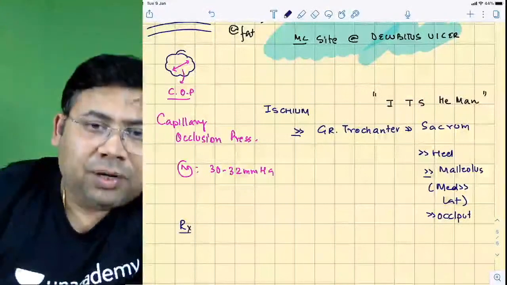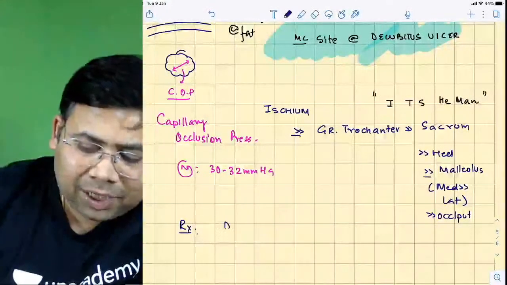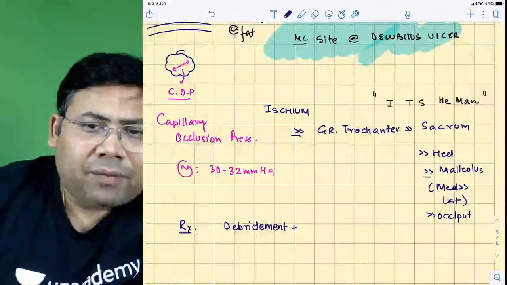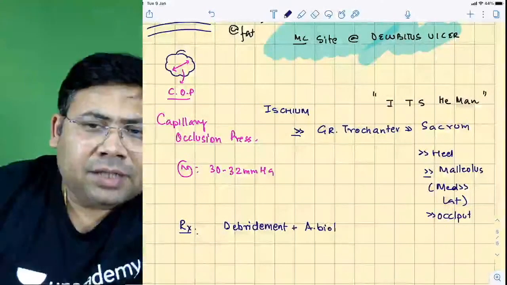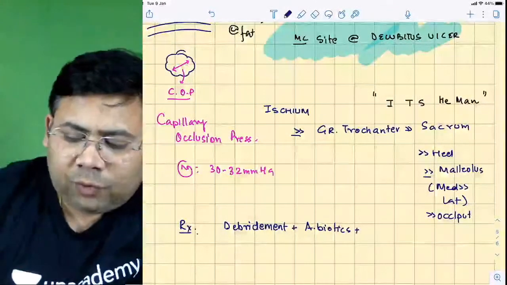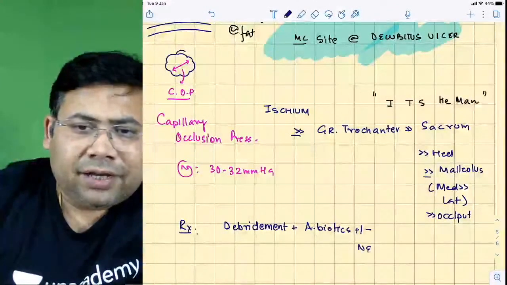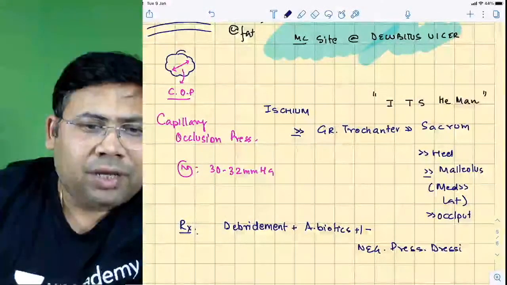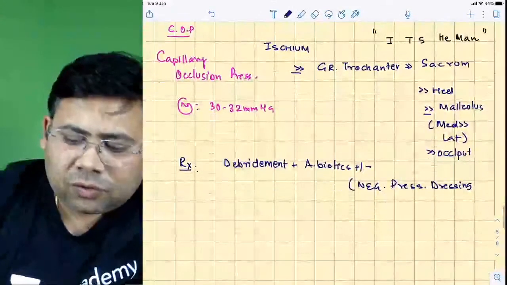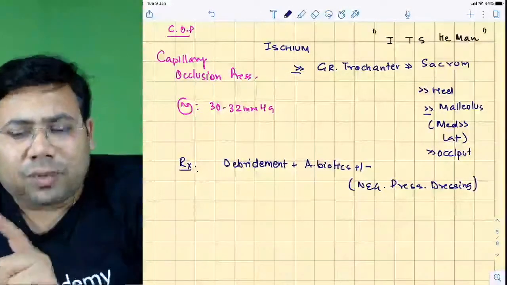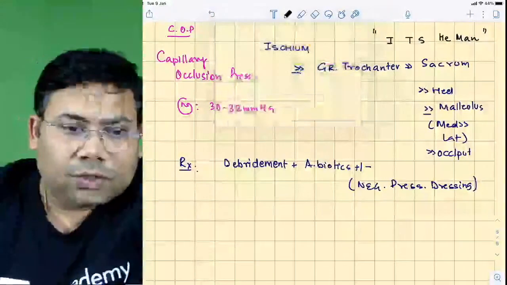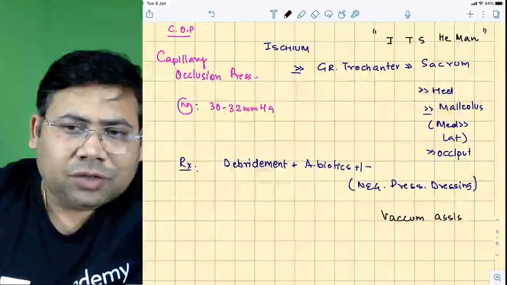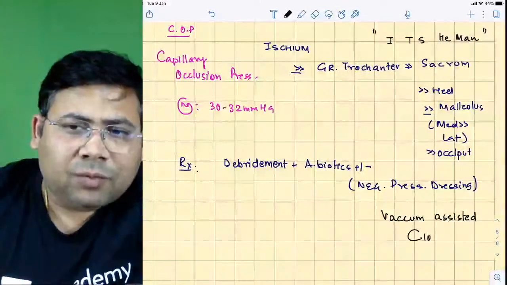If you talk about the treatment in a nutshell, the treatment is debridement. If there is an ulcer, you have to do debridement. Not only debridement, you have to start antibiotics. Remember, along with that, you might use plus minus negative pressure dressing. What is this negative pressure dressing all about? Can anyone tell me what it is also known as? Come on, something with vacuum. What is that? Vacuum assisted closure. This is the concept of vacuum assisted closure.